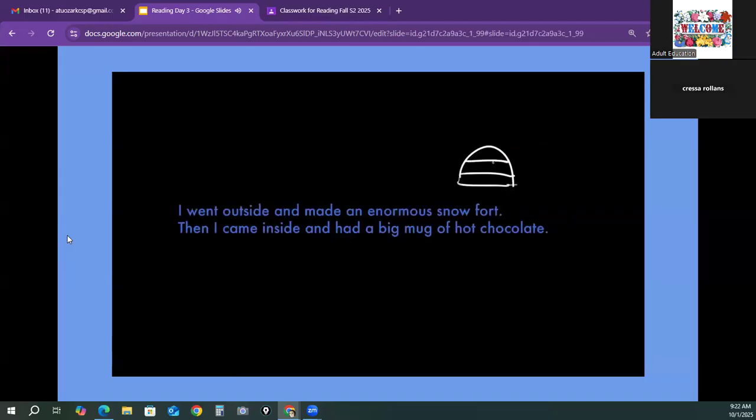I went outside and made an enormous snow fort. There's my snow fort. A little D on the flag to represent me. There's my little hot cocoa, a couple marshmallows floating in there, my Khan Academy mug. They don't make Khan Academy mugs. I want a Khan Academy mug.